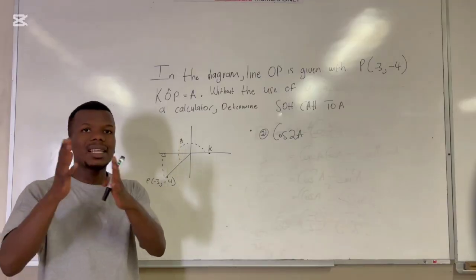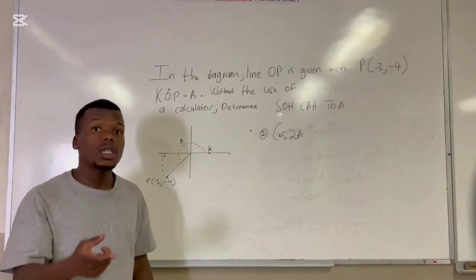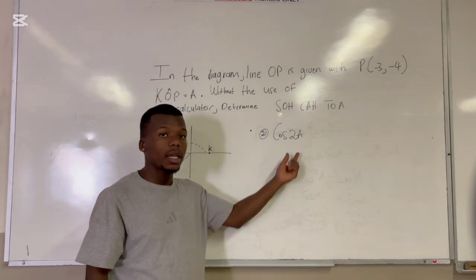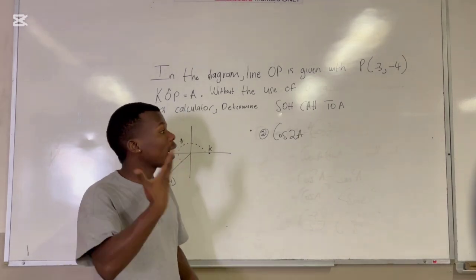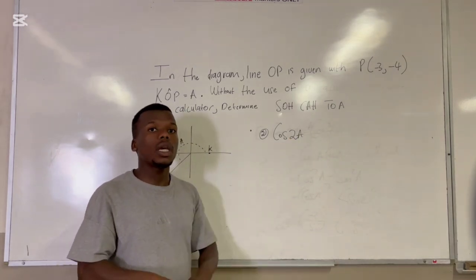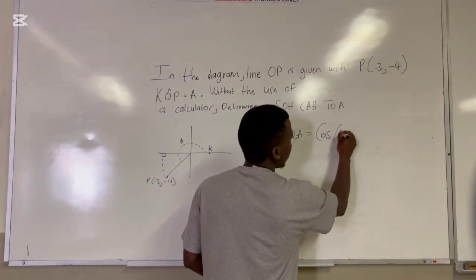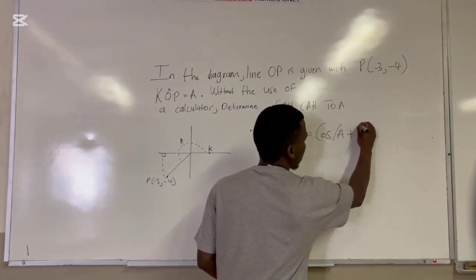Now here is the second question. The second question wants us to determine the value of cos of 2a. Meaning, remember, we can write cos of 2a as cos of a plus a.